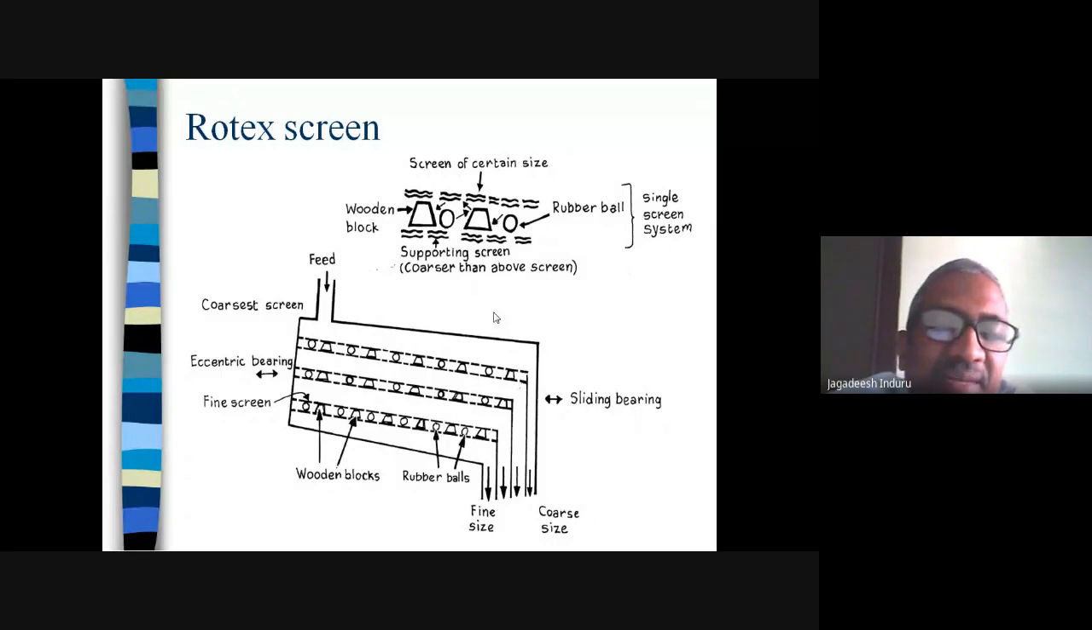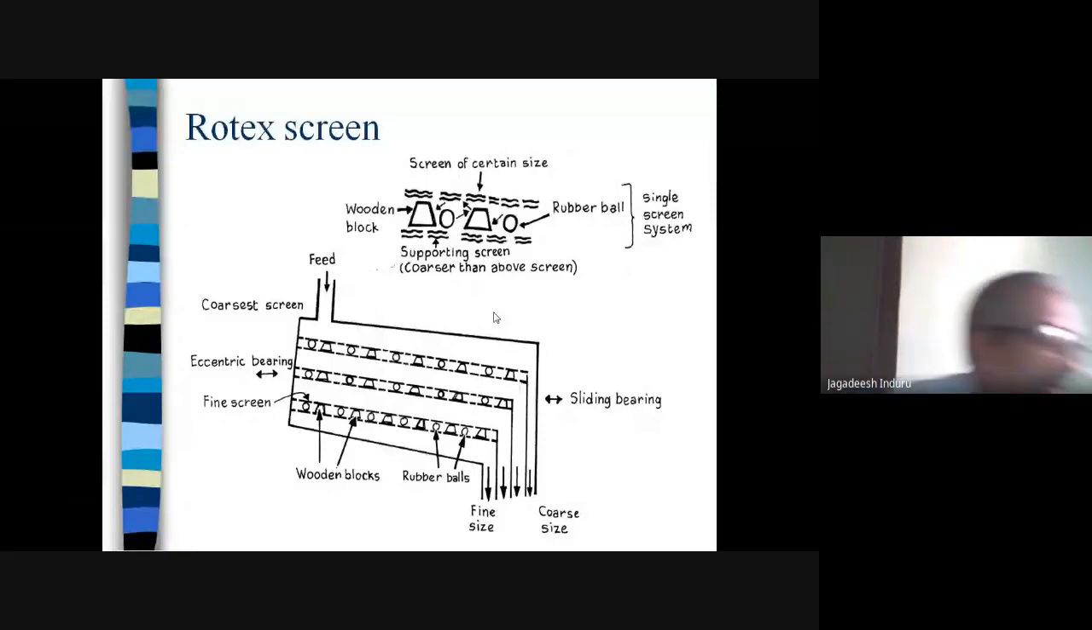This is the major limitation. It means we want to separate the size, not to reduce the size of the powder, but there is some probability of powder falling between your rubber ball and your wooden block. During that hitting of the rubber ball, the material may get broken into smaller pieces. You will get output smaller than what you have actually fed. This is actually the major limitation.